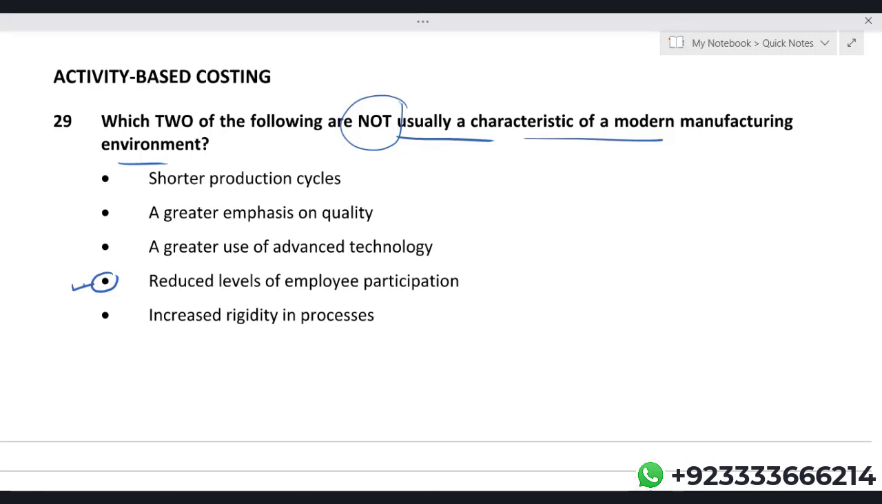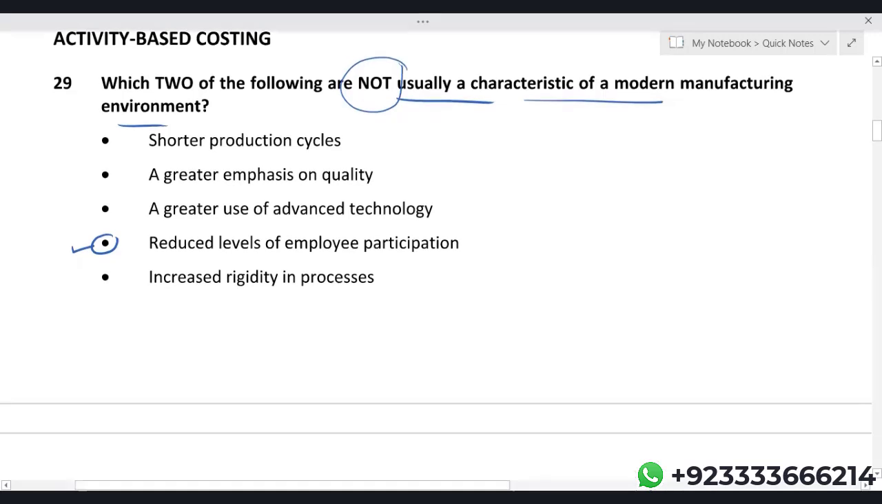Everyone appreciated him, but he said there was only appreciation, no increment in salary, and that was disappointing, to be very honest. Due to the reduction in unit cost, the selling price was still the same, profitability increased, and the company made a really big amount of money, but no increase in salary. Obviously, it's not good. I don't know what happened later, but initially they did not increase his salary. So reduced level of employee participation is not a characteristic of a modern manufacturing environment. Now we have more participation of employees, like the example I've given you.